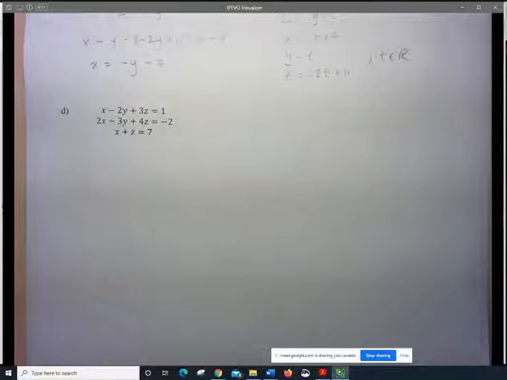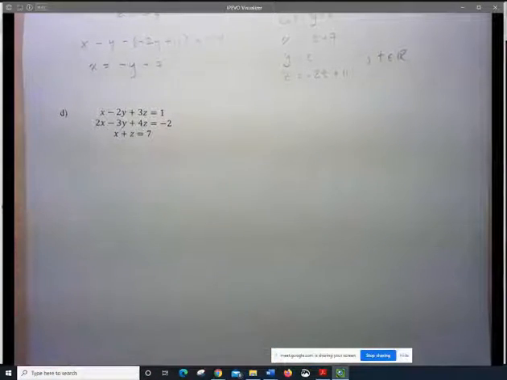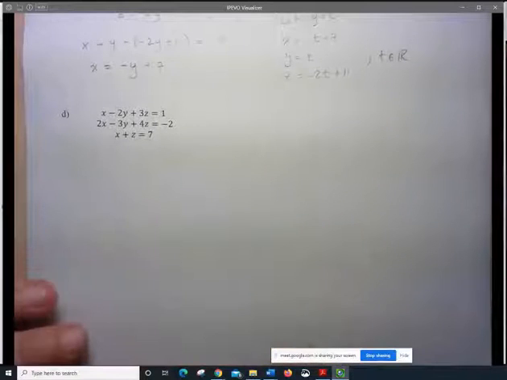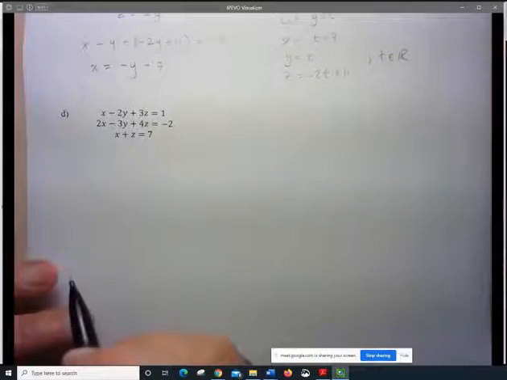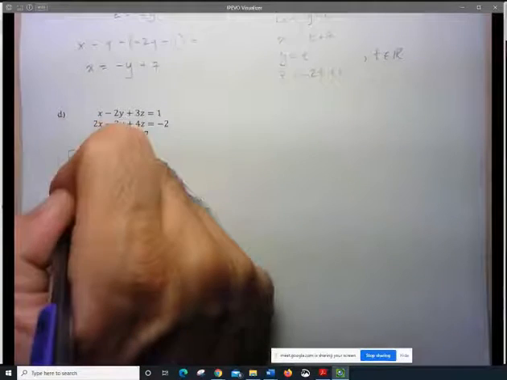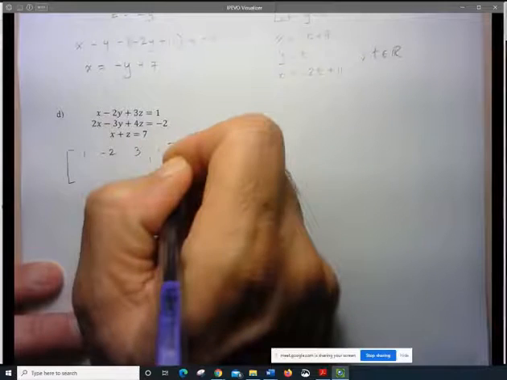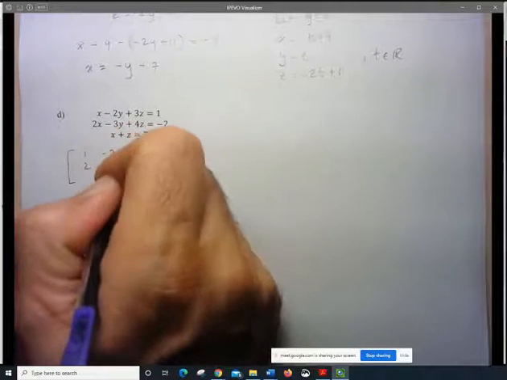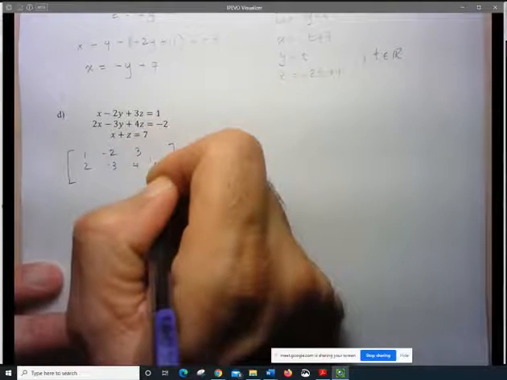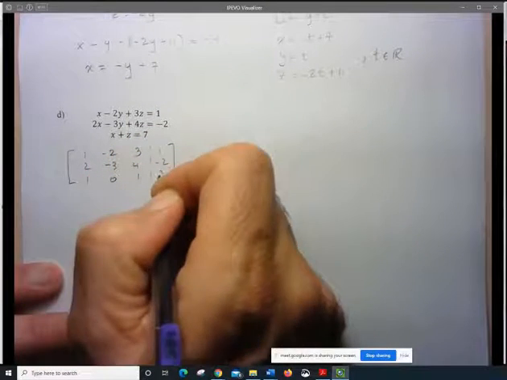Okay. And what I want to try to do here is do this quickly. I'm going to sort of talk it out, you'll hear me talking it out. But in order for this to be useful, you have to become quick at it. Practice is the way you're going to do that. Okay. So 1, -2, 3, 1. Okay. 2, -3, 4, -2. And then 1, 0, 1, 7.